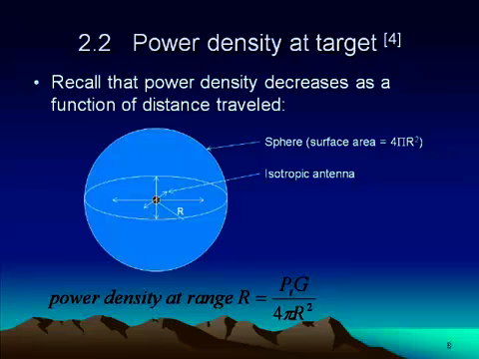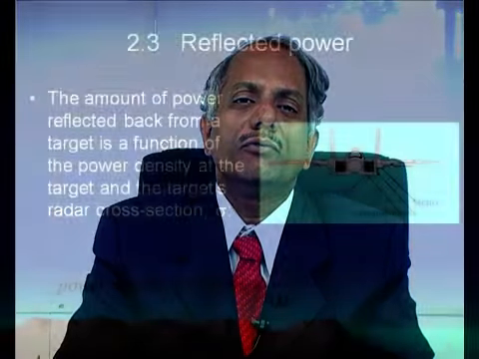Then, in the present case, normally we go with a directional antenna. When the directional antenna is used, the power available at the target is going to be much higher. How much higher? It is by the gain of the directional antenna. So, due to the presence of a directional antenna, the power density available at the location of the target is going to be Pt into G by 4 pi r square.